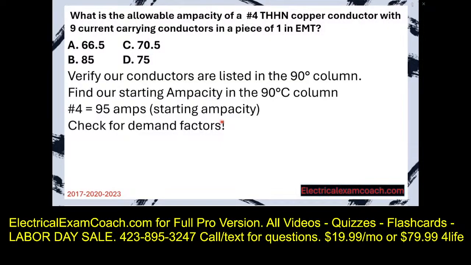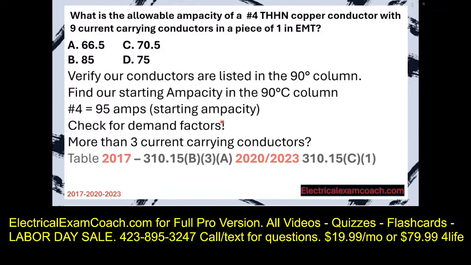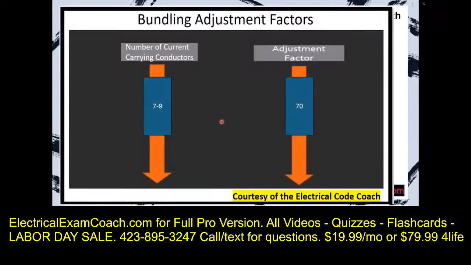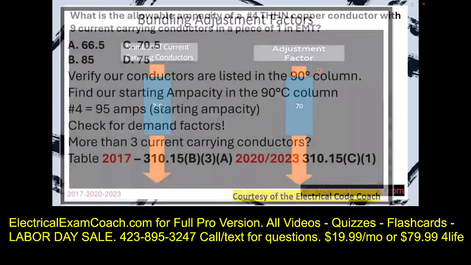Now, we must check for demand factors. Are there more than 3 current carrying conductors? There are, so we must apply the demand factor. We're going to head to either table depending on what code cycle you're in. It is our bundling adjustment factor table. And when we get there, we're going to start on the left-hand side. We come down and find our number of current carrying conductors. Then we cross over and find our demand factor. Now we can get to work.